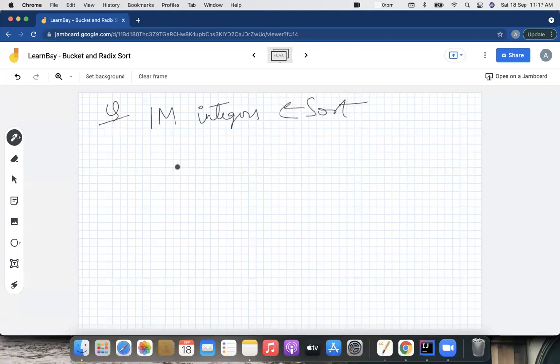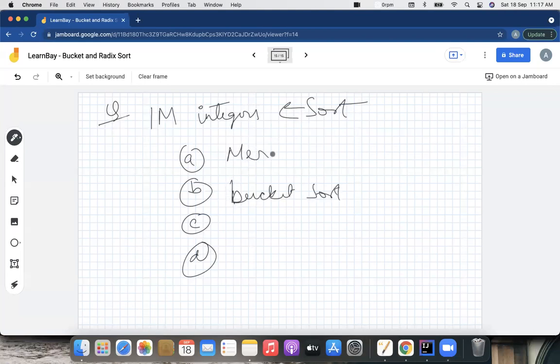Sort 1 million integers. Which sort will you use? Options include bucket sort, merge sort, quick sort, and bubble sort. So you are sorting 1 million integers, but remember there is no range. You don't know the range. Last time we knew the range because they were 8-bit. We know the 8-bit range is only 256. Here you don't know any range.